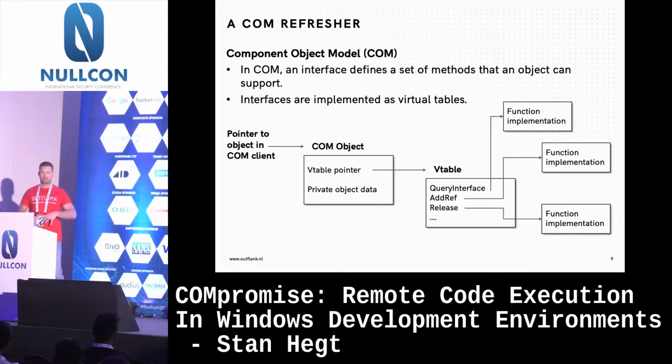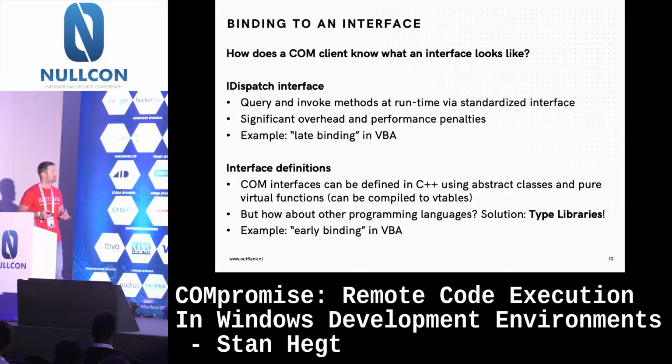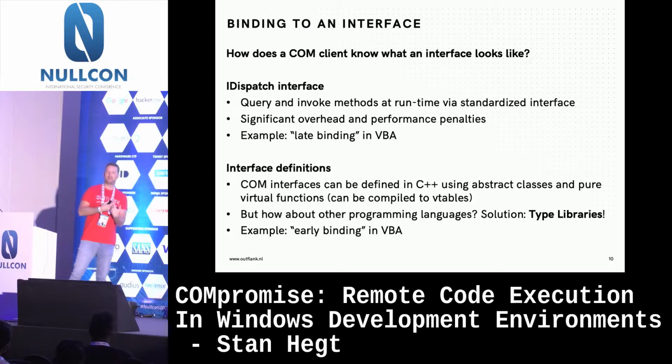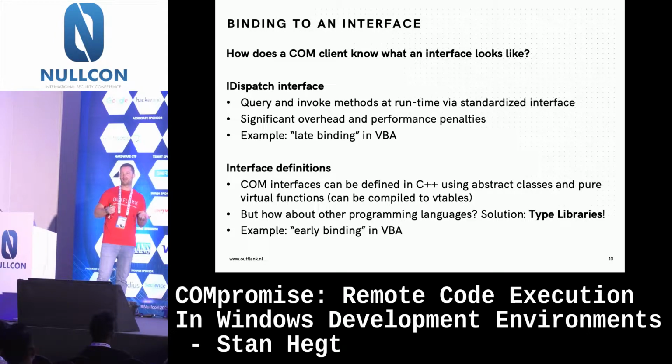So in summary, COM objects, interfaces, but then the big question is, if you have a COM client and you want to call methods on a certain object which offers a certain interface, then how does the COM client know what the interface looks like? There are basically two directions that you can take here. There's the IDispatch interface, which is a standard interface which has some methods which allow you to query what kind of methods you can call, and there's a special method which allows you to call methods via a dispatch table.